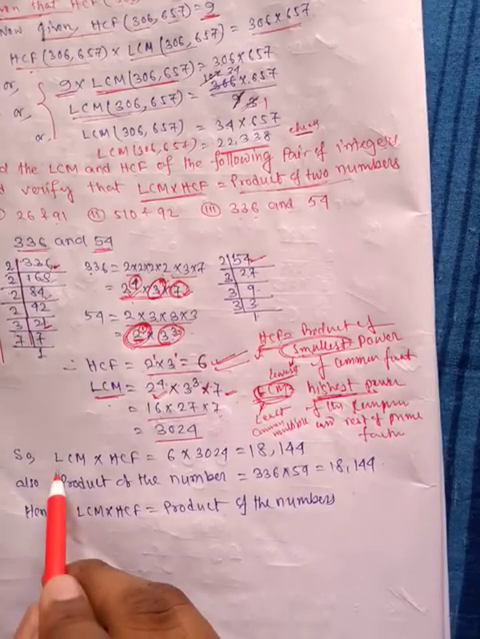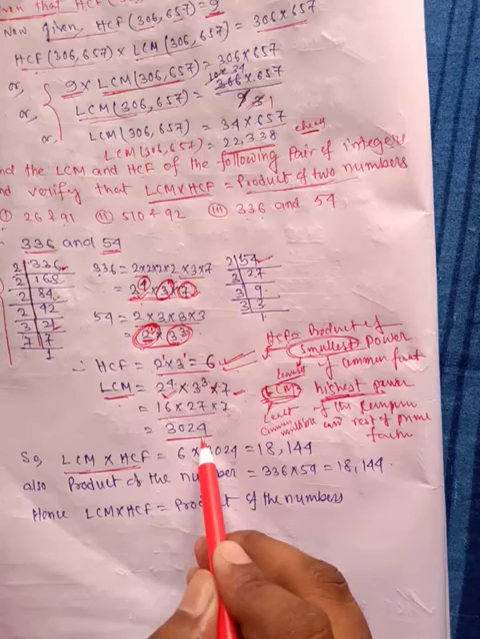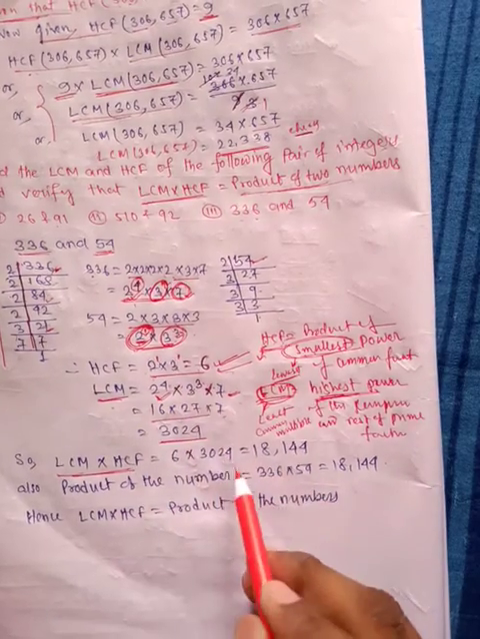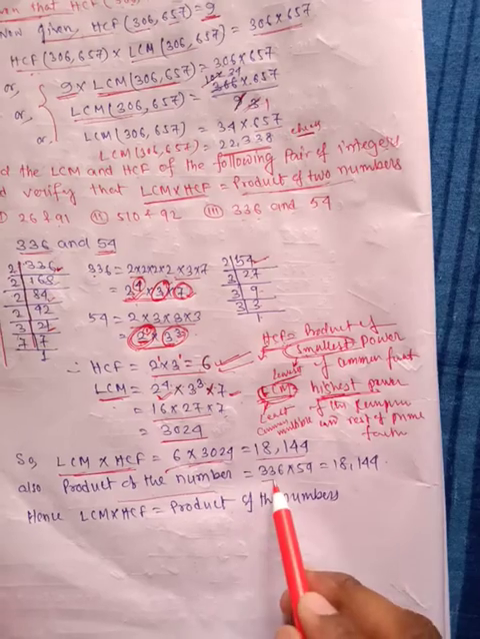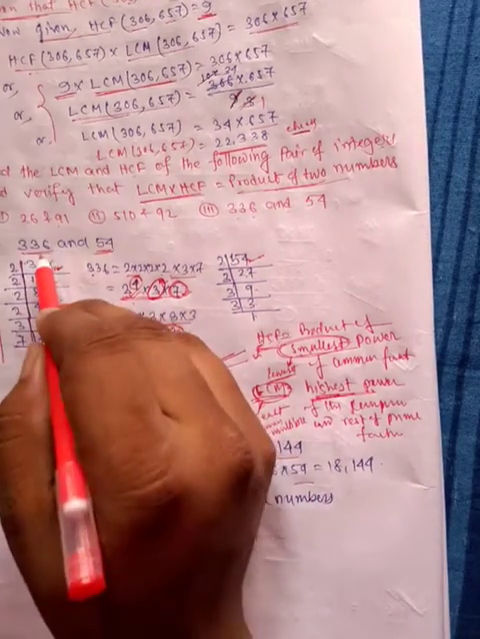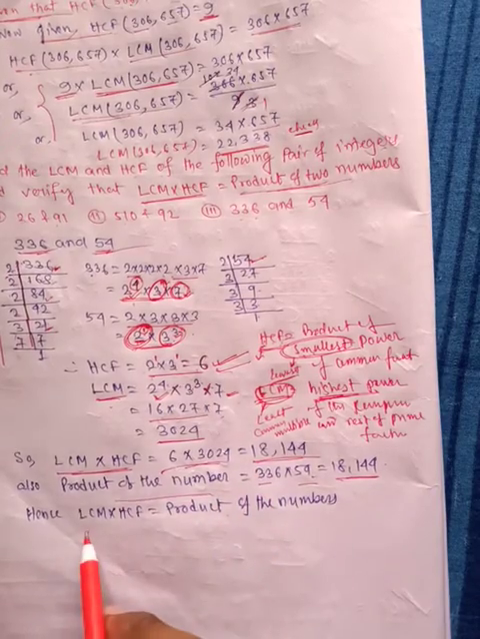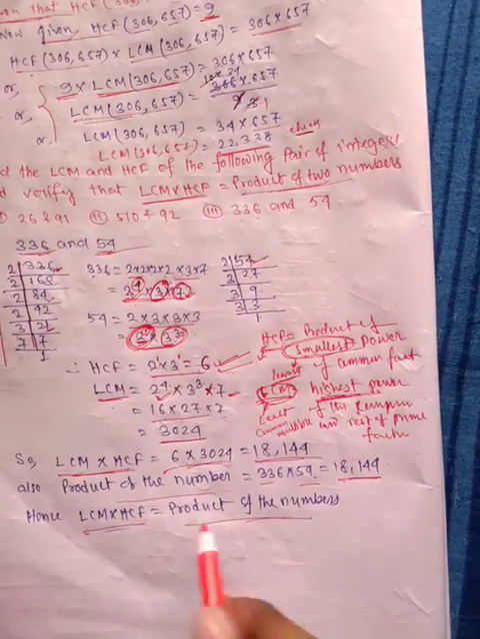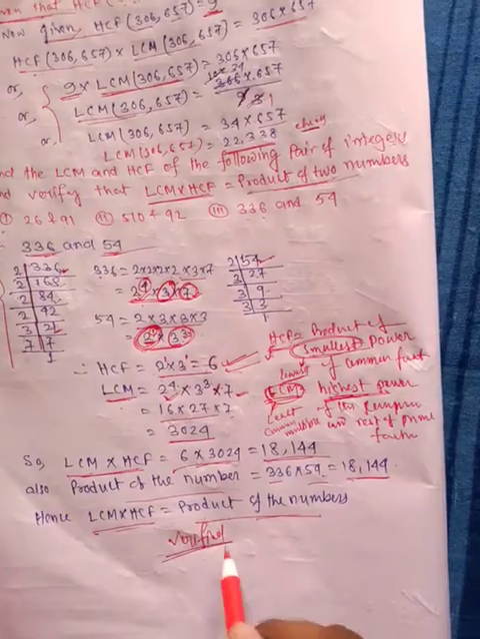Understood? And for verification, LCM into HCF: LCM is 3024 and HCF is 6. So the multiplication is 18,144, and the product of the numbers 336 and 54 is also the same. So you can see here LCM into HCF equal to the product of the numbers. So it is verified. Okay, understood?